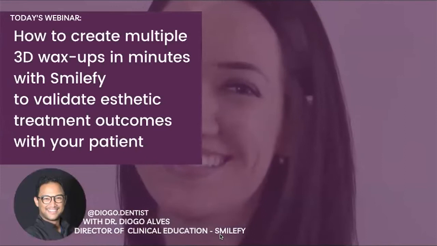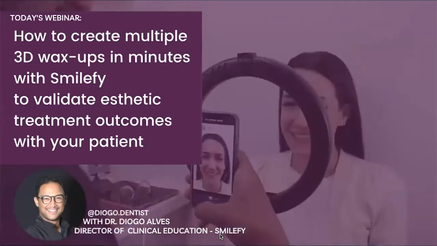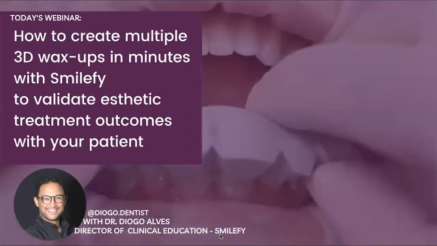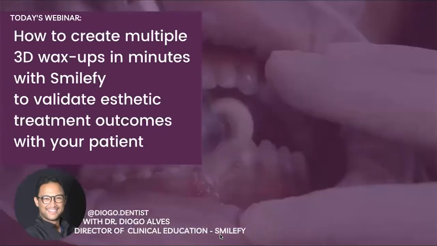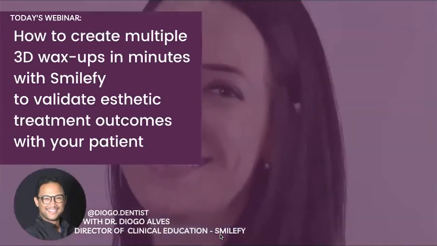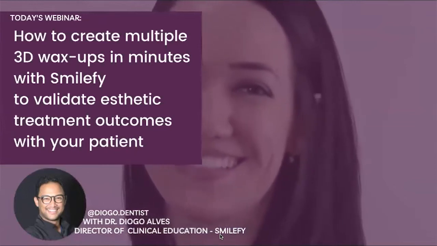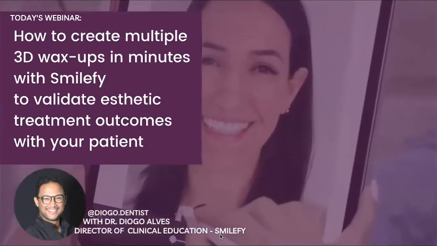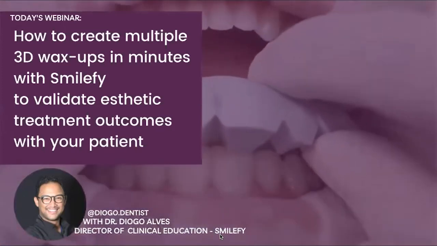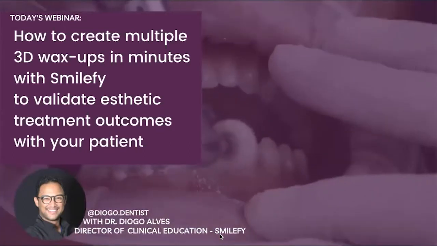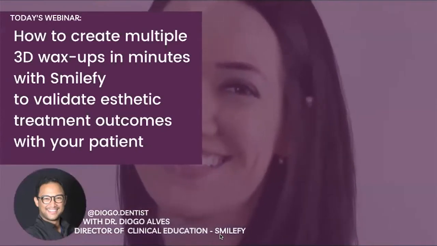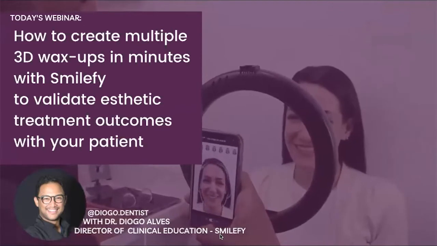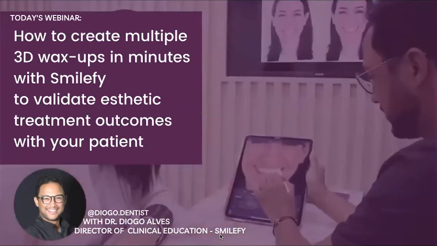Here I see that we have periodontists, general dentists. Let's see. Oh, we got a couple of prosthodontists. Wonderful. So it seems that 50% of you are general dentists, 13% of you are prosthodontists, and 38% of you are periodontists. So this is going to be great, honestly, for all of you.